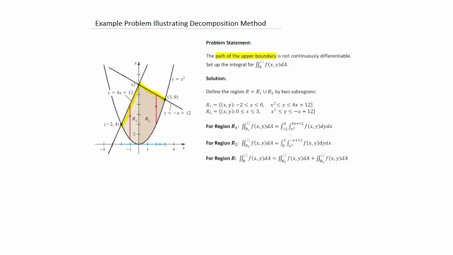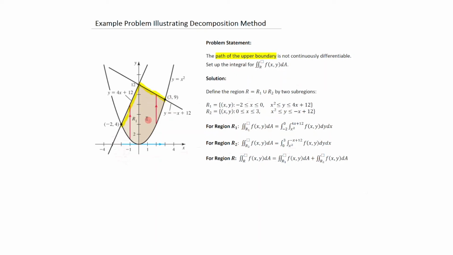Okay, so let's look at a simple example illustrating the decomposition method. We want to set up the integral for integration over the full region. But we know we're going to run into problems. Why? Because if you follow the upper contour, it's not continuously differentiable. So that means this region is continuously differentiable, and this region is continuously differentiable. That means this will have to be considered region 1, and this is region 2.